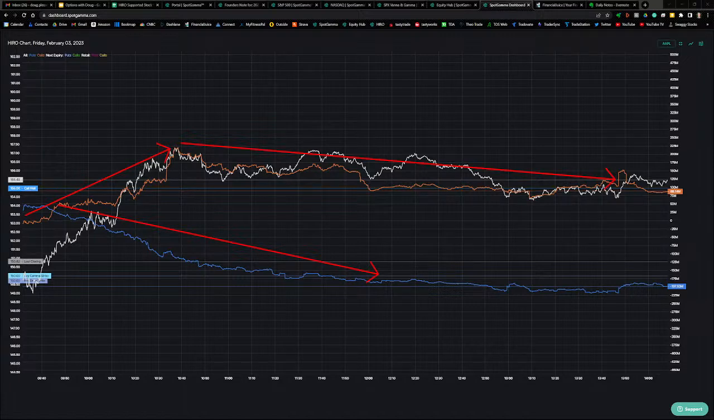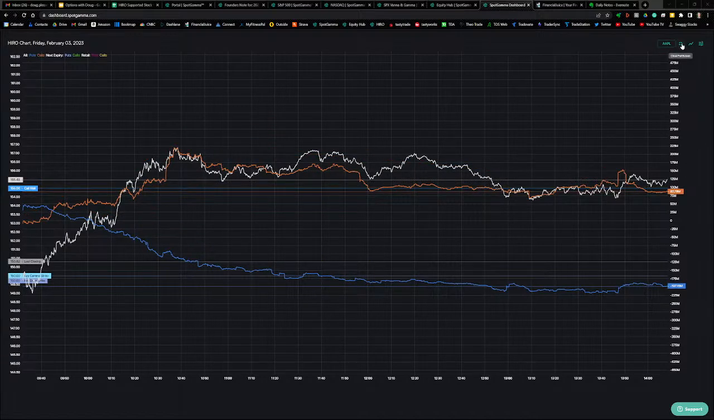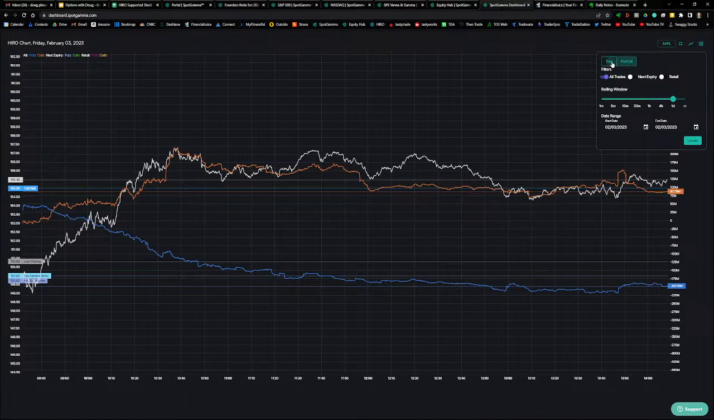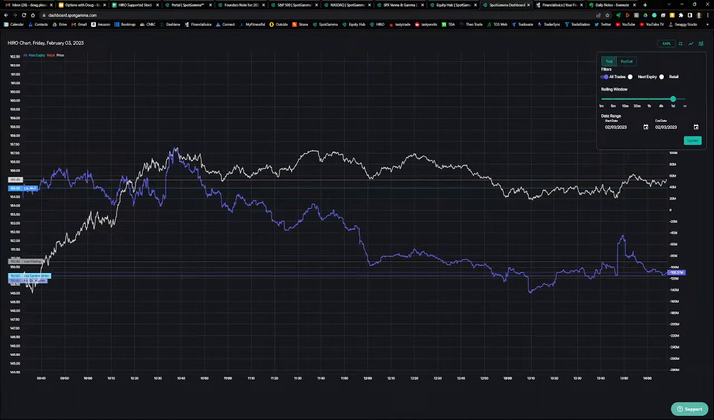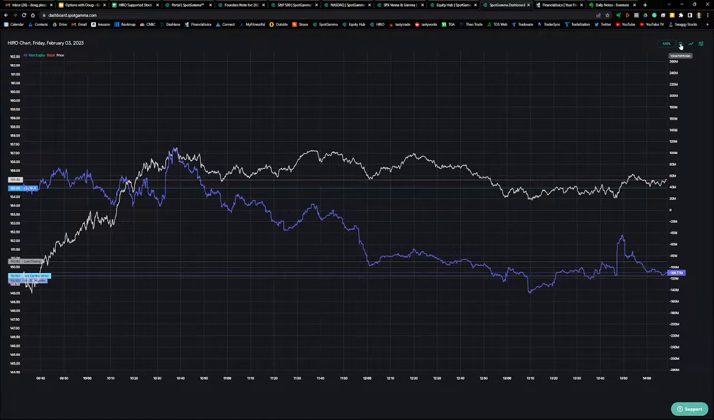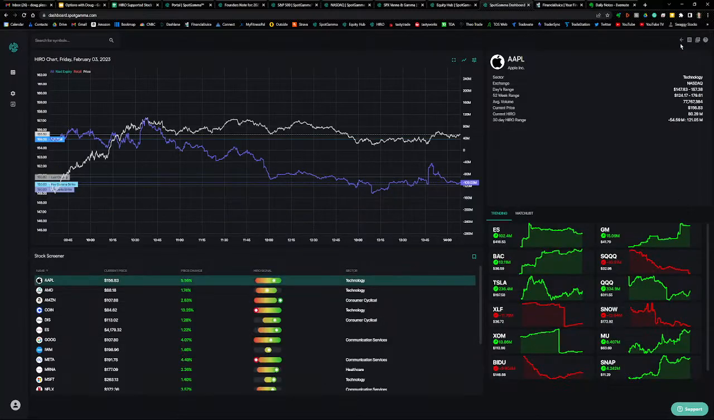Let's take a look at the total signal. And net effect is bearish. So good long setup in the morning with traders buying calls, market makers selling the calls and buying Apple stock to hedge their delta exposure.